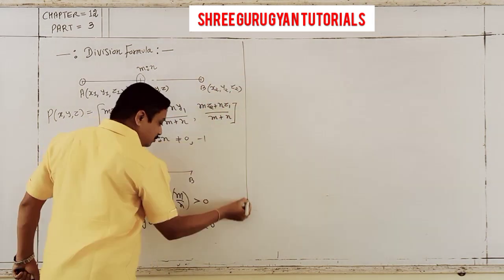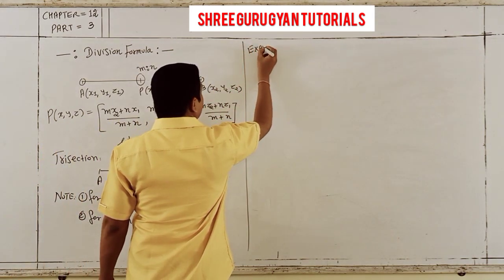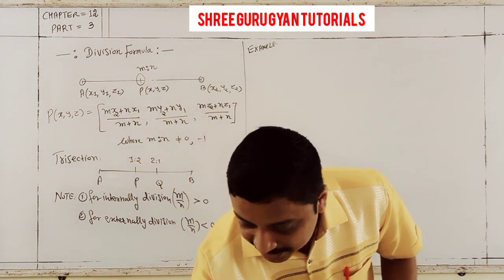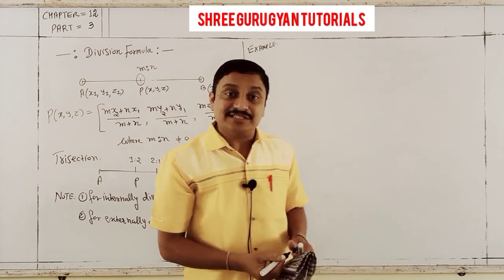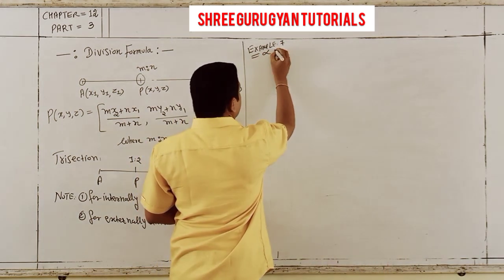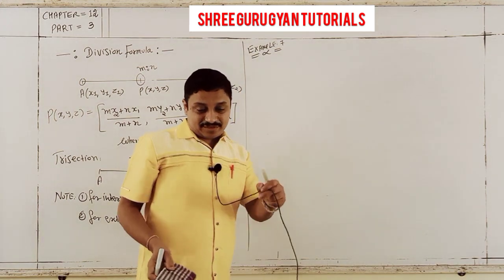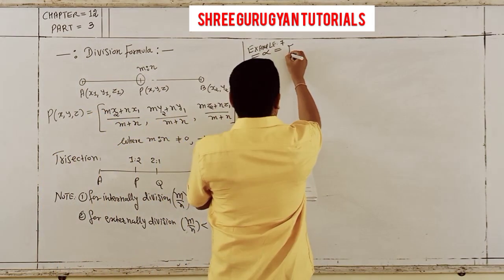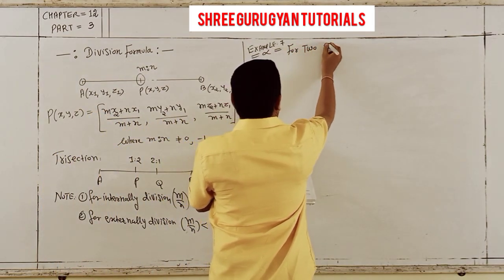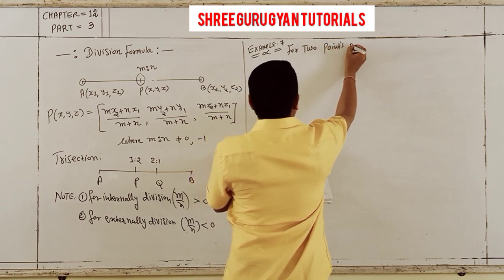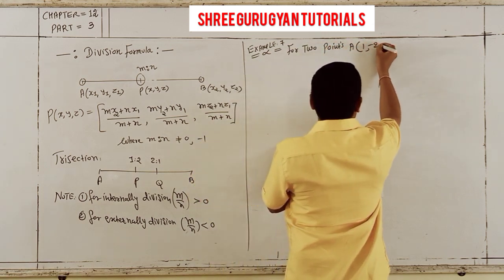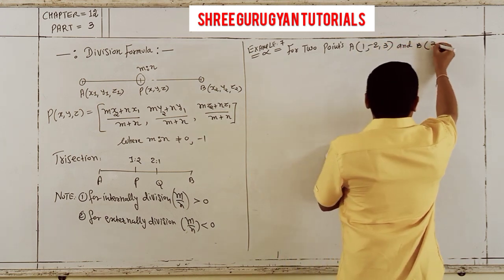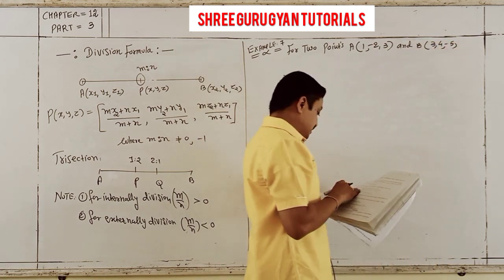Now we go slowly to our examples. Last time I already explained example number 6. Now students, we continue with example number 7. For the 2 points A and B, the question asks for points in internal and external ratio. The points are A (1, minus 2, 3) and B (3, 4, minus 5).